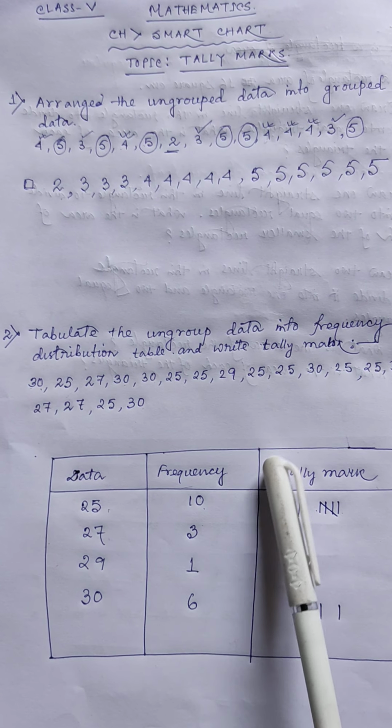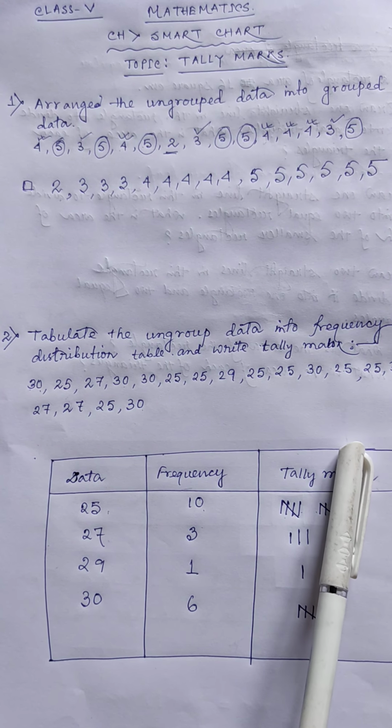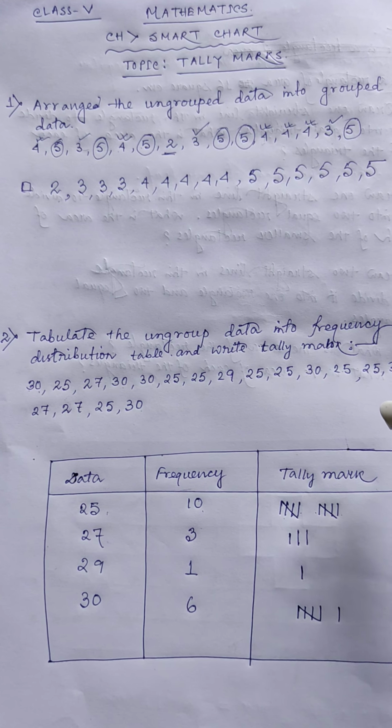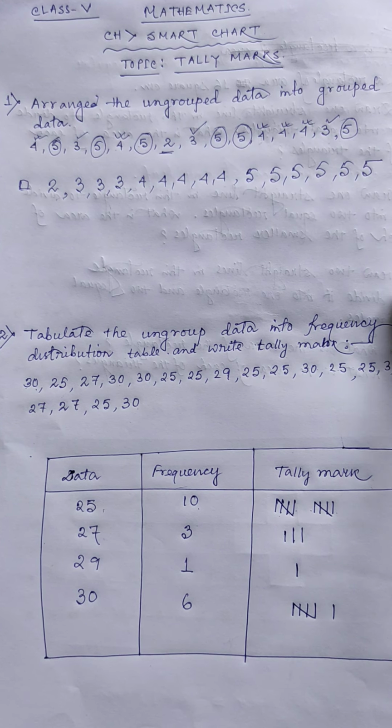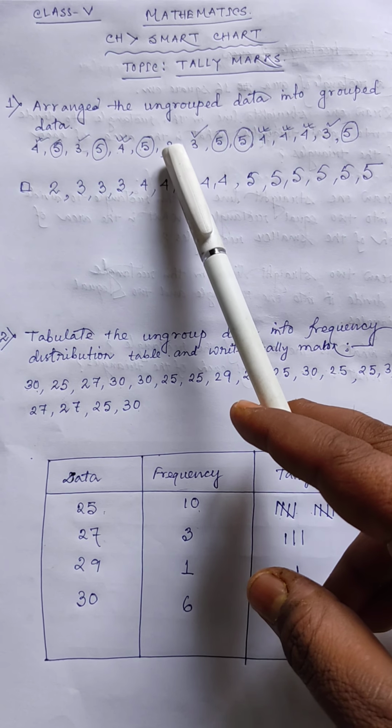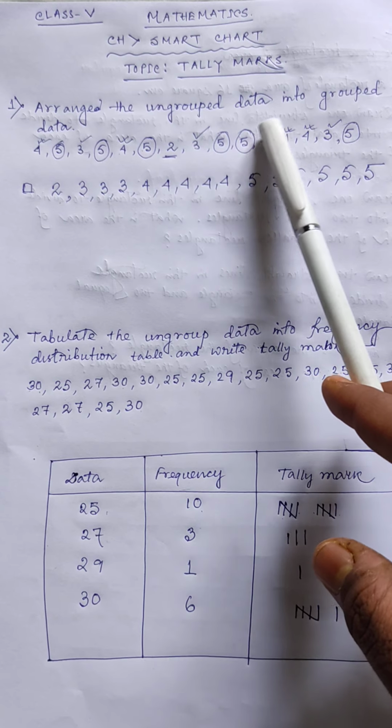Using tally marks, we can easily count a number. So come to the first problem. Arrange the ungrouped data into group data.